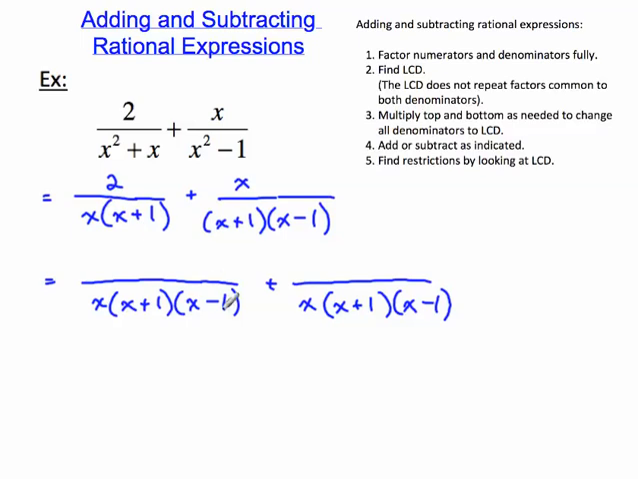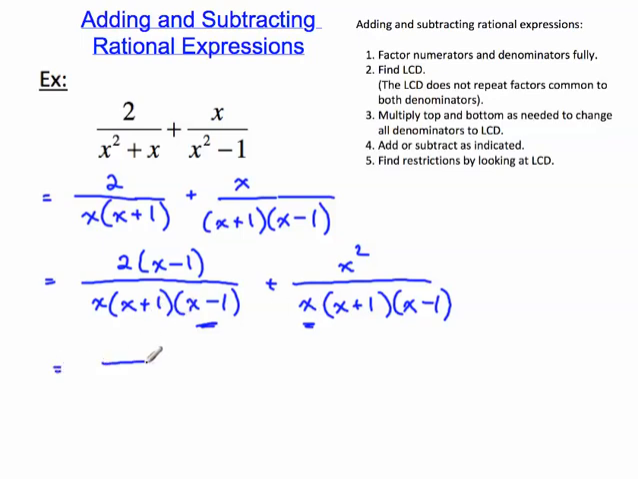So over here, the thing that was missing was this x minus 1. We multiplied the denominator by that, which means we need to multiply the numerator by that as well. So we get 2 times x minus 1. And over here, if we compare this denominator to this denominator, we were missing an x up here. So we had to multiply the denominator by this x, which means we need to multiply the numerator by it as well. x times x is x squared. Now we've got our two common denominators.